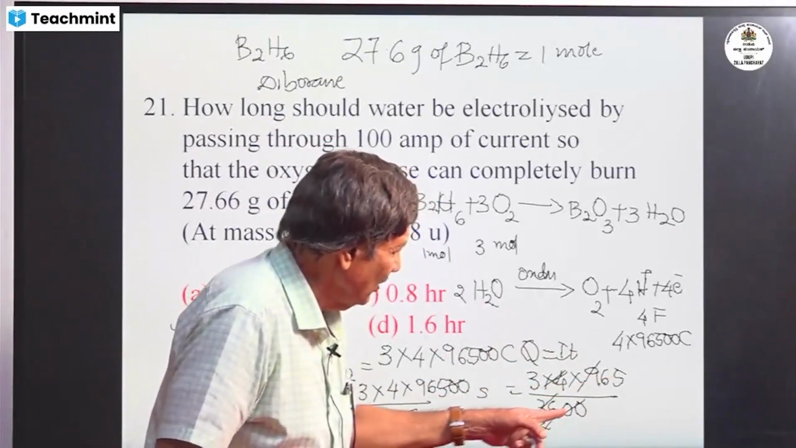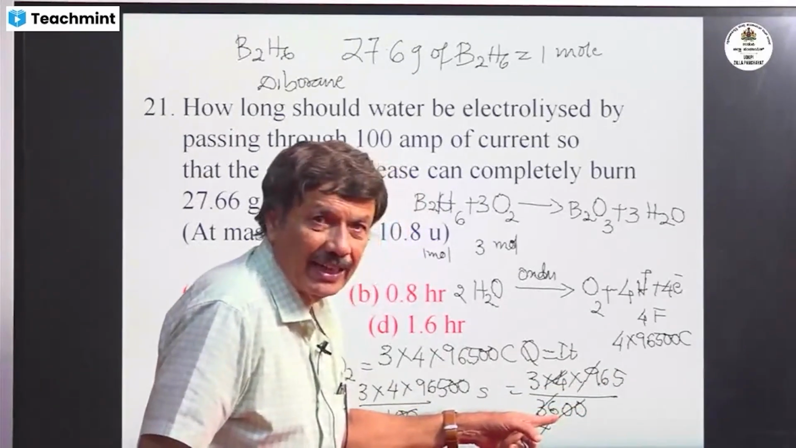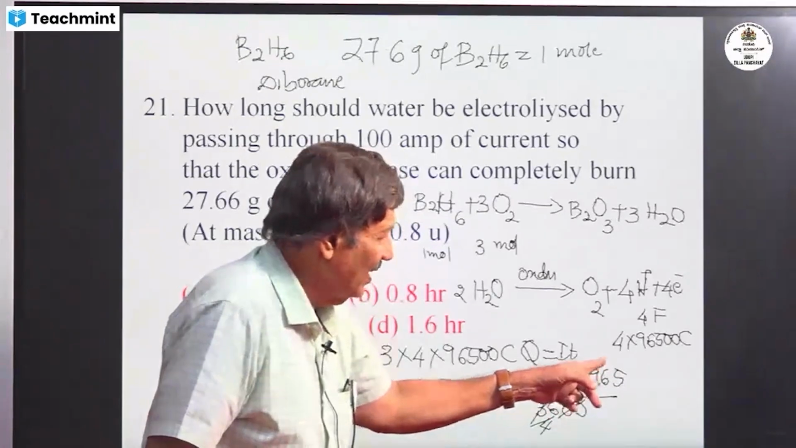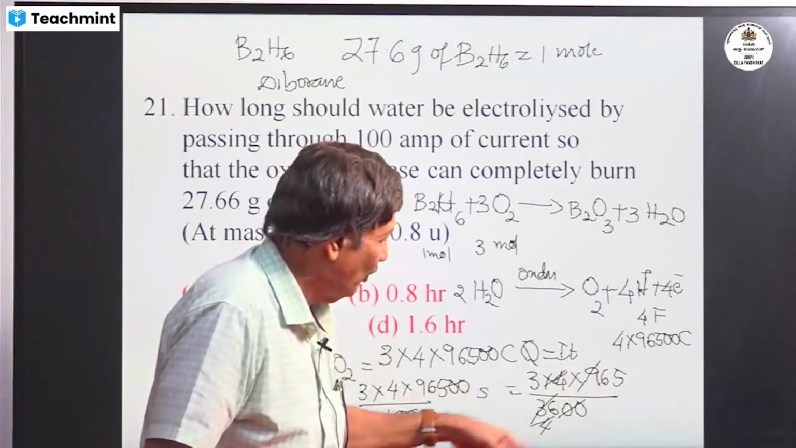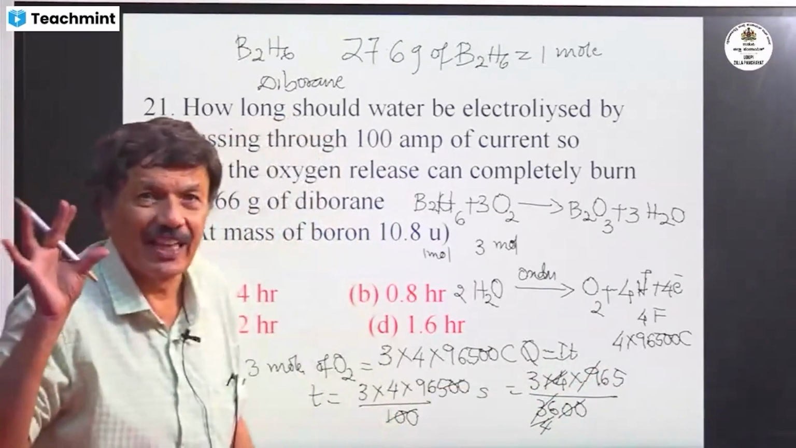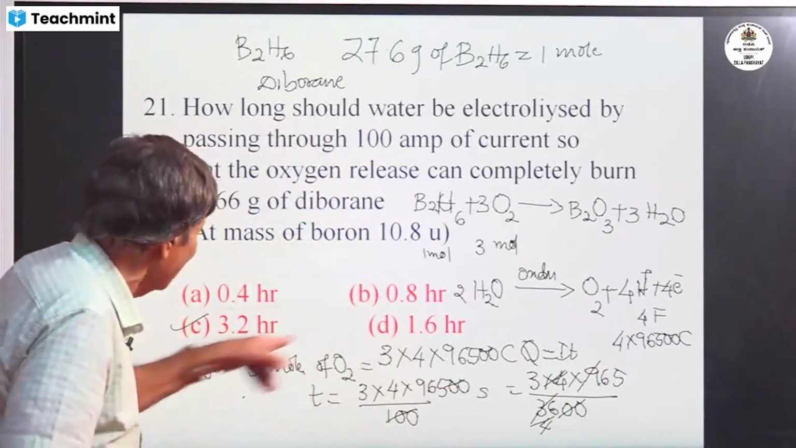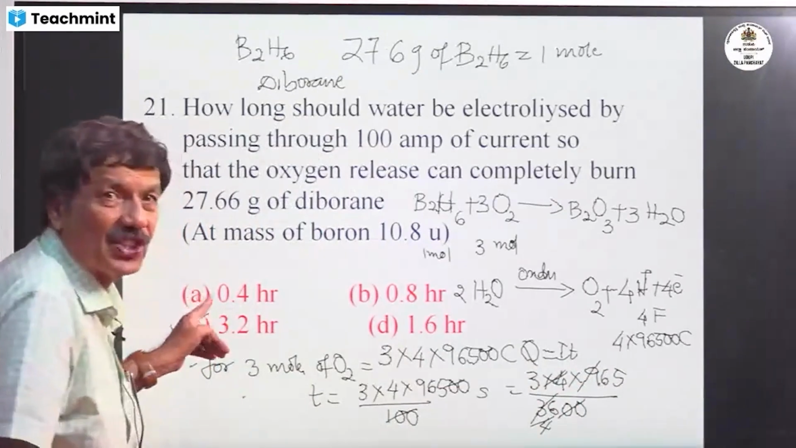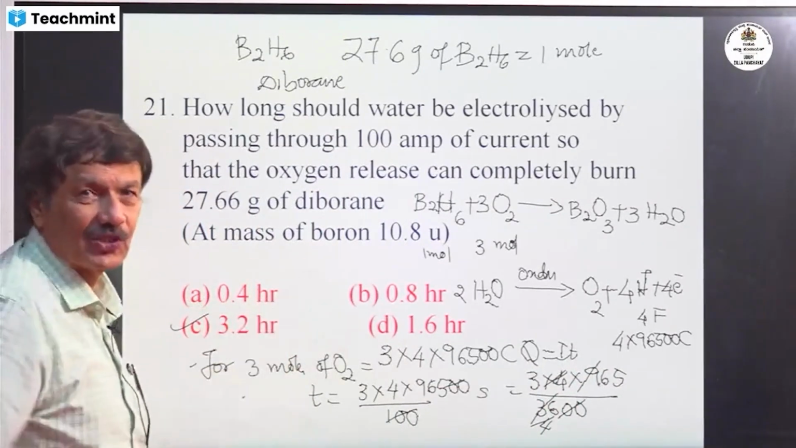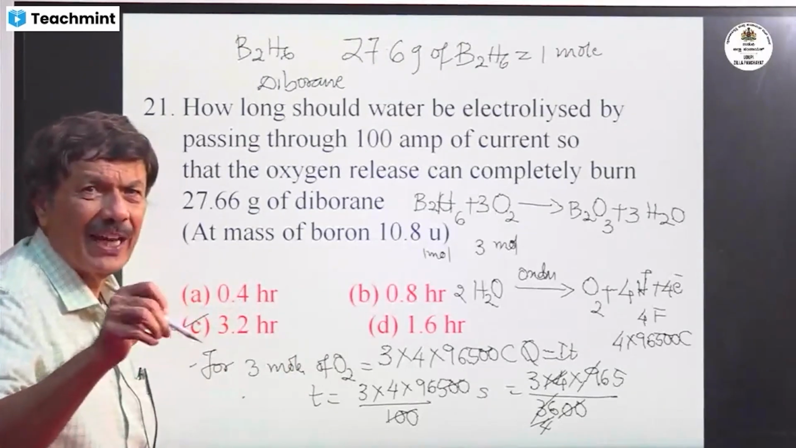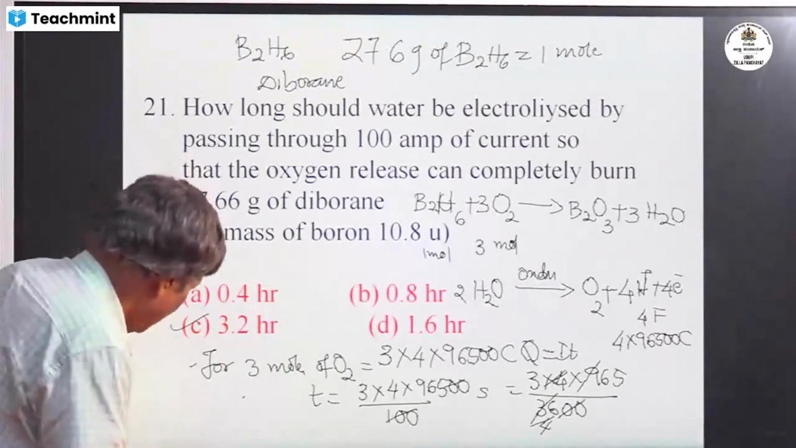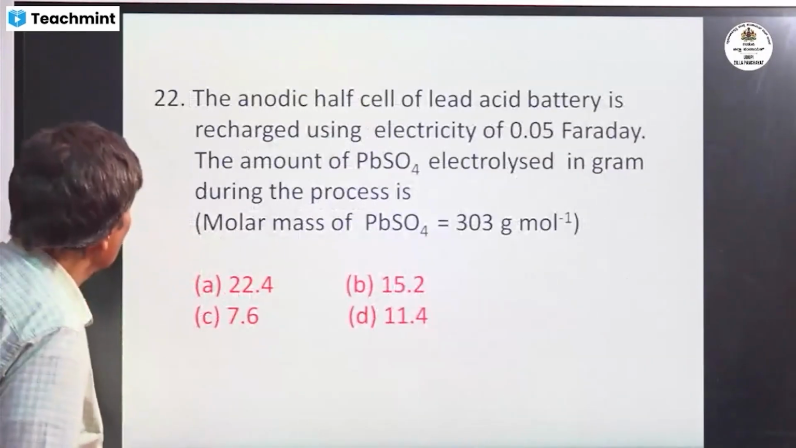So what I did is I removed 2 zeros by dividing by 100. This I made it as 9.65. Then 9 ones are 9, 9 fours are 36, I cancelled. What remains is 3. So almost 3 hours to get the approximate answer. Now compare the answers. Almost 3 hours means option C. This is how you have to use a little bit of logic also. Do not go on multiplying it, go on dividing it, because it is a cumbersome job. Yes. Next one.